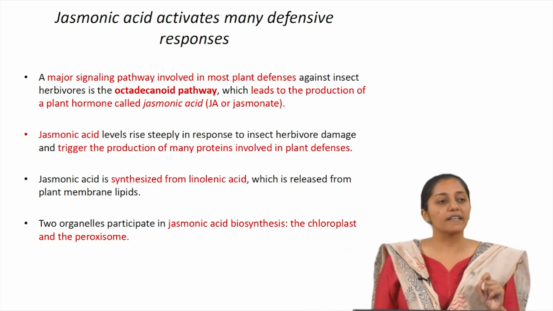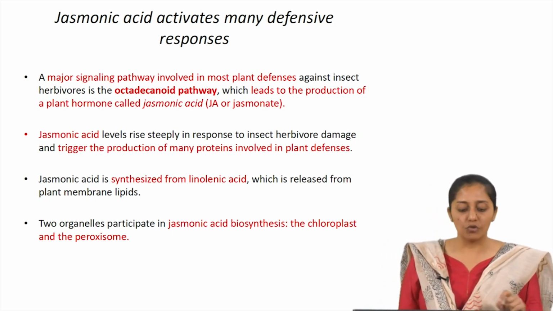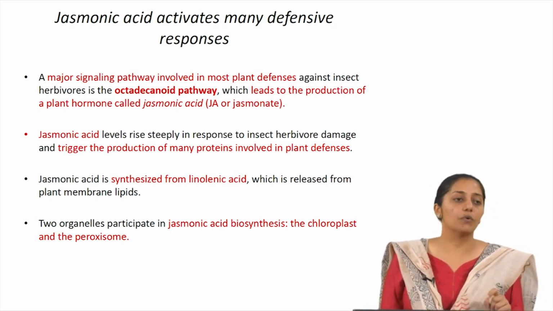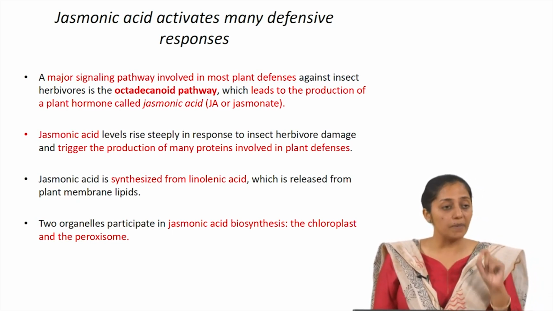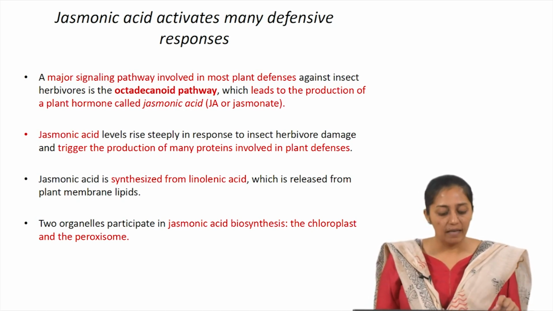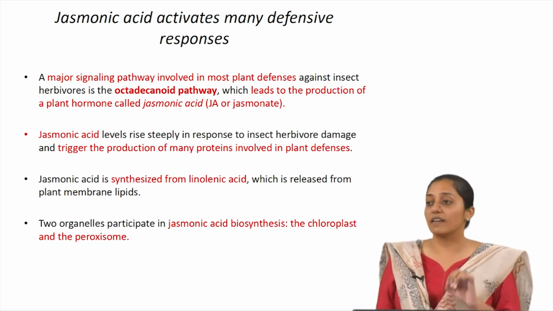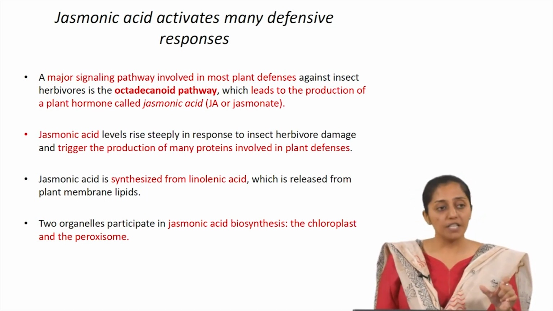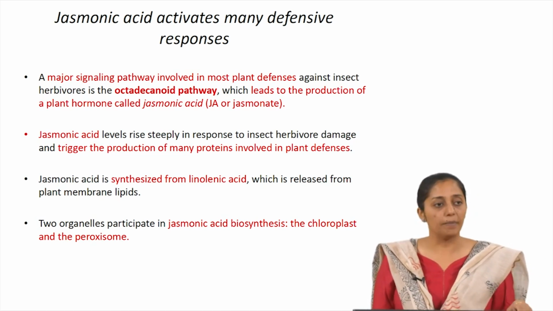called as octadecanoid pathway. Now, in octadecanoid pathway, it leads to the production of the plant hormone, which we know as jasmonic acid. Now, jasmonic acid levels steeply rise upon the pathogen attack, herbivore attack, and trigger the production of many proteins which are called as pathogen related proteins. Now, these proteins form the part of signal cascade mechanism.